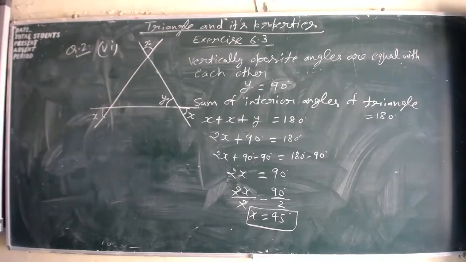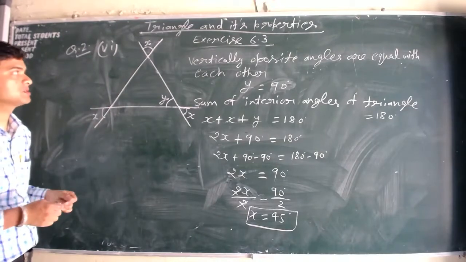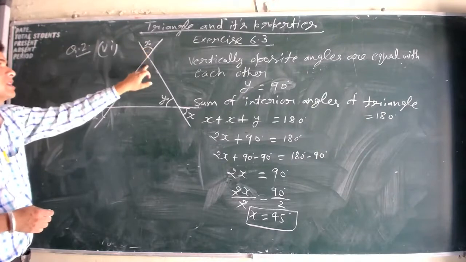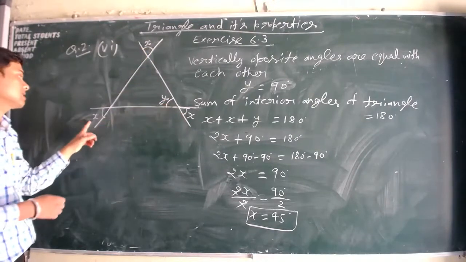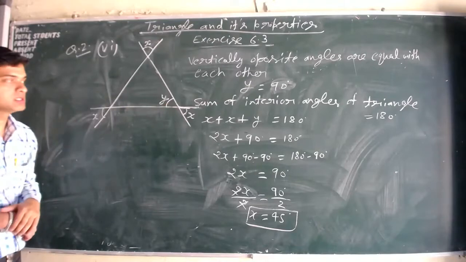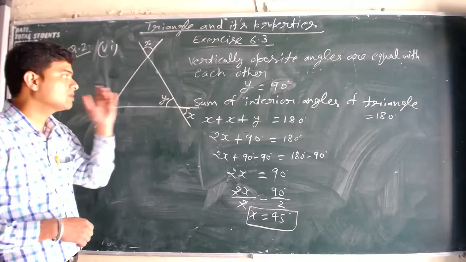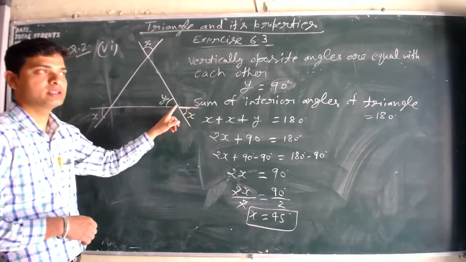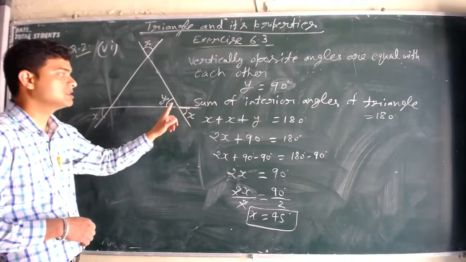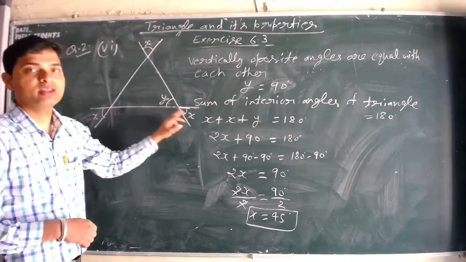First of all, we have vertically opposite angles. This angle is vertically opposite to this, and this angle is vertically opposite to this. So it means these two are equal with each other. Vertically opposite कैसे है? These two are intersecting with each other, and the intersection point is the vertex of these two angles. That is common, and these two are equal with each other.